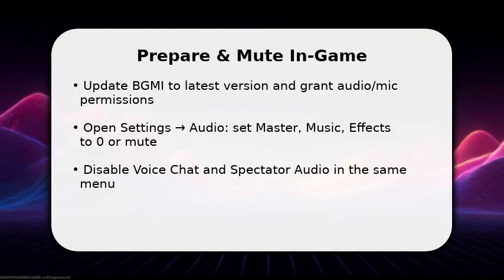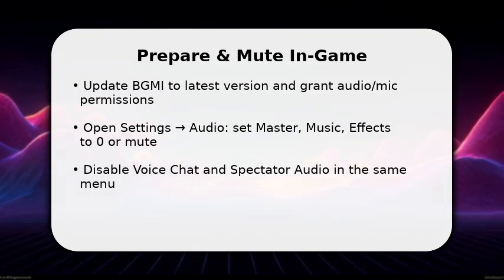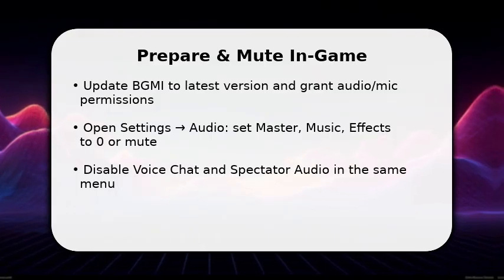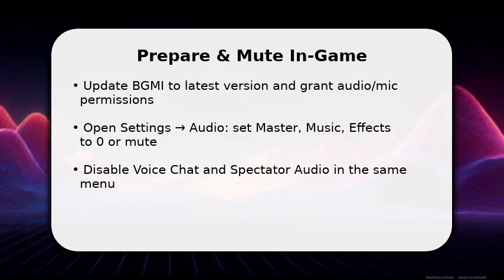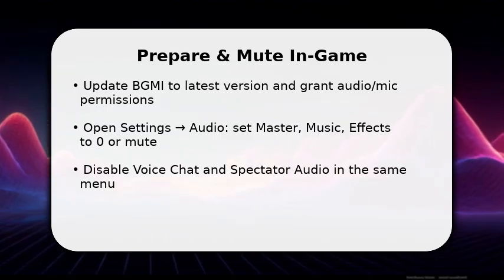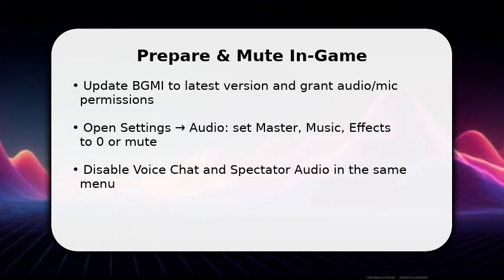You start by ensuring BGMI is up to date and has required audio permissions. This prevents OS-level overrides. Once done, open the game settings and go to Audio. Lower master volume, music, and sound effects to 0 or toggle mute. This cuts all game audio immediately.